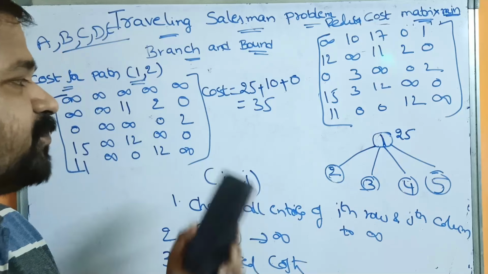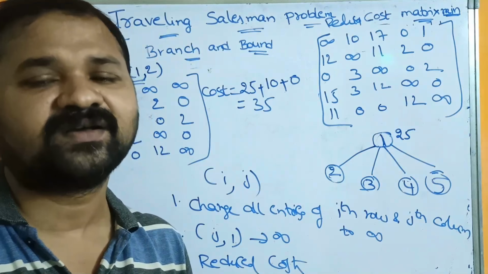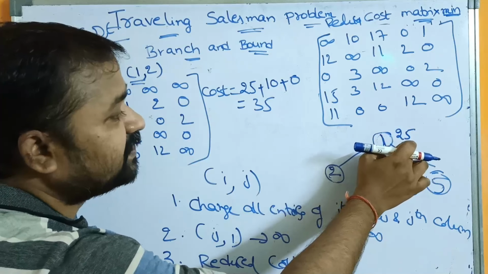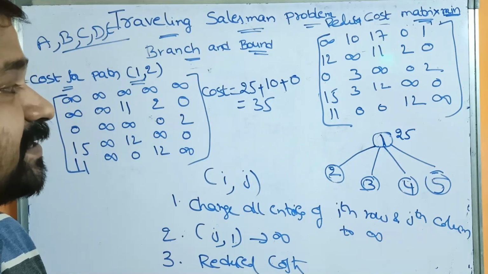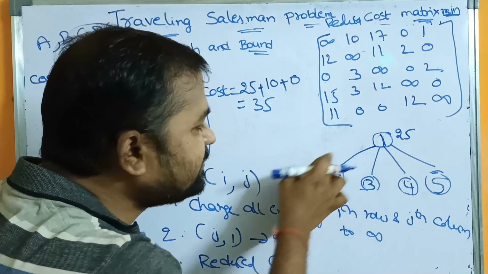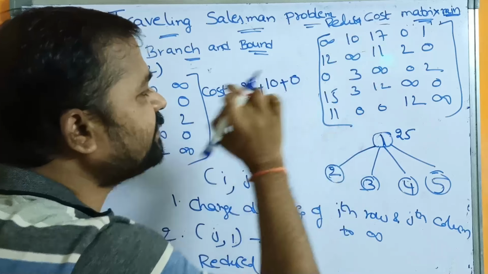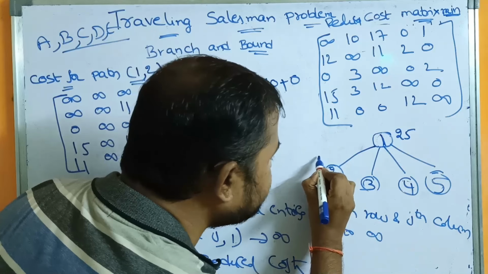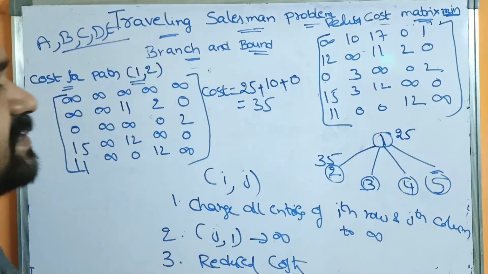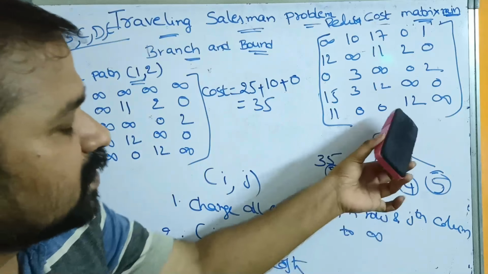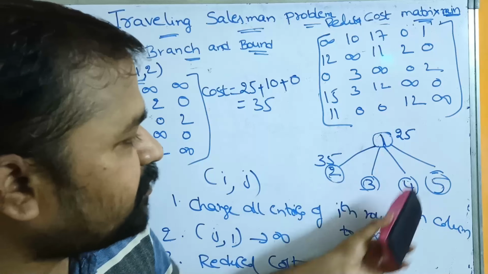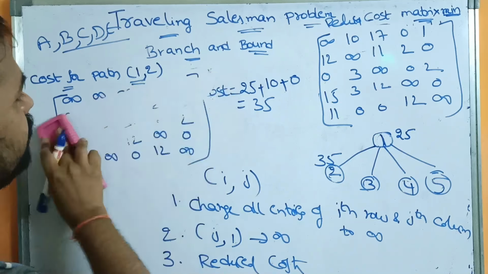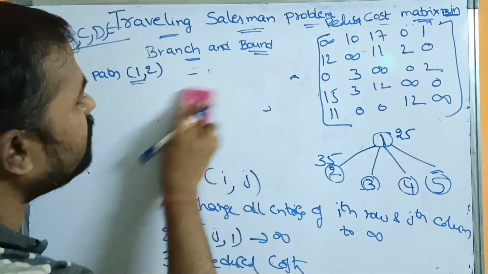So very simple. In order to find out the cost, the formula is the parent node cost. Node 2's parent node is 1, and this node's cost is 25, plus the edge cost. What is the edge cost from 1 to 2? It is 10. And the reduced cost here is 0, so 35 is the cost. Okay. Likewise we have to calculate the cost of 1 to 3, 1 to 4, 1 to 5. So let us calculate that. The cost for the path 1 comma 2 is over.